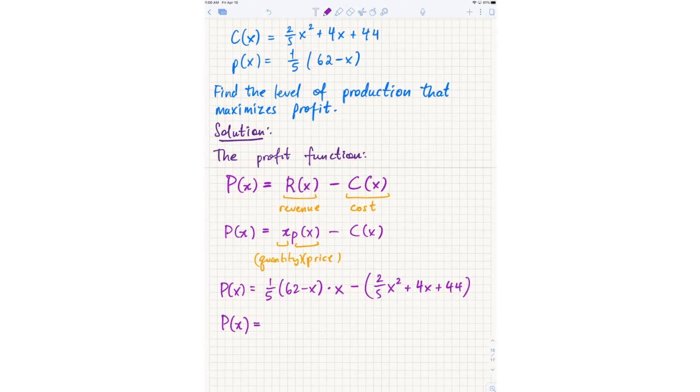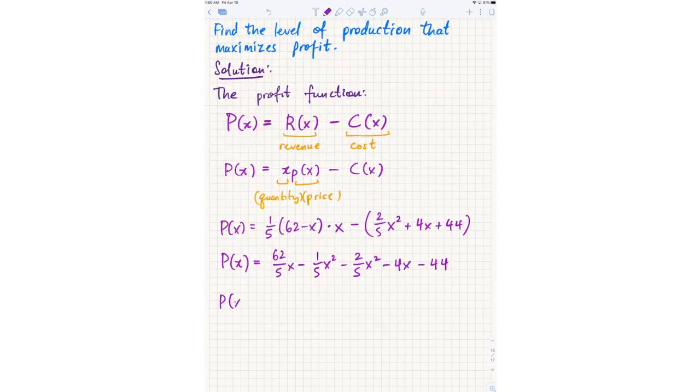And then just doing a little bit of algebra, let's do that here. So 62 over 5 times X minus 1/5 X squared minus 2/5 X squared minus 4X minus 44. Okay, so we have here then negative 3/5 X squared, and this is really 20 over 5, so we get plus 42 over 5 X minus 44. Okay, good. And now we just need to maximize profit.